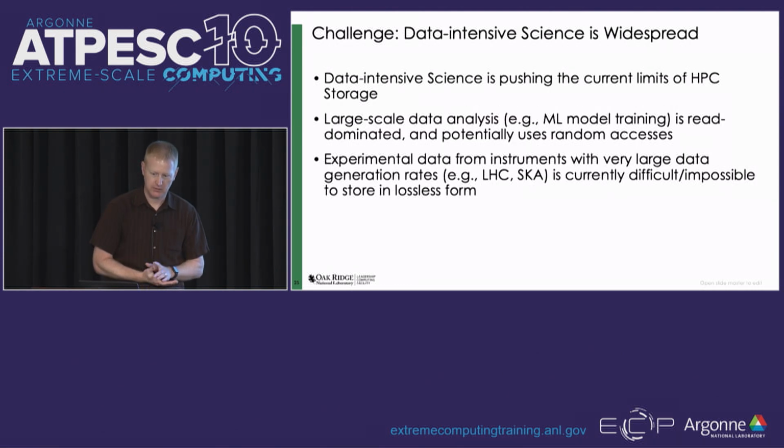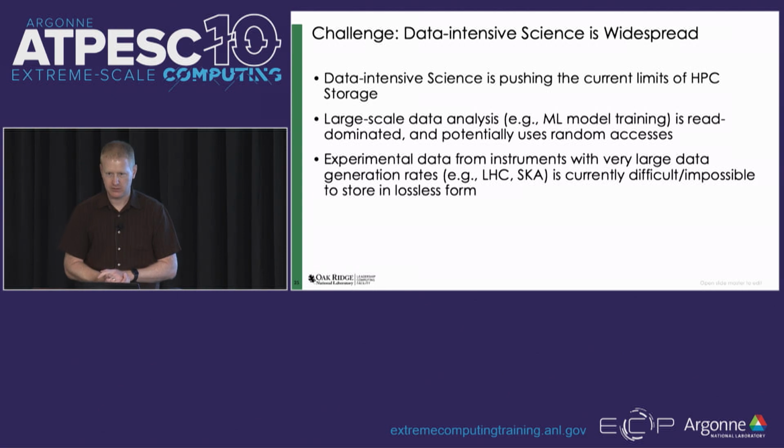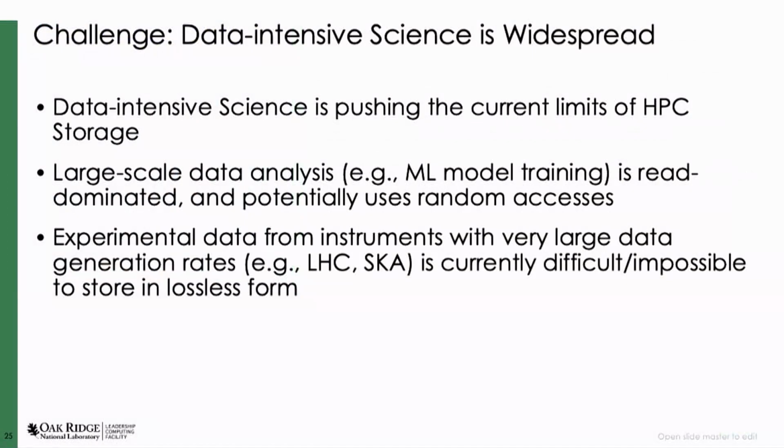Challenge number 2, data-intensive science. It's everywhere. It is making things look bad. So what types of data-intensive science? So large-scale data analysis. Everybody's seen the new wave of Gordon Bell entries. They're all data-intensive, machine learning, large-scale training. This is all read-dominated, most times uses random accesses. This is not what parallel file systems are designed to do well.